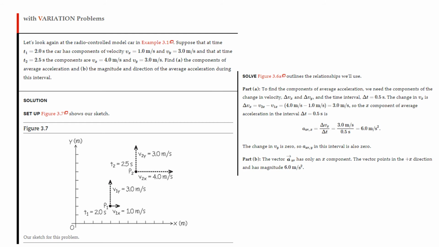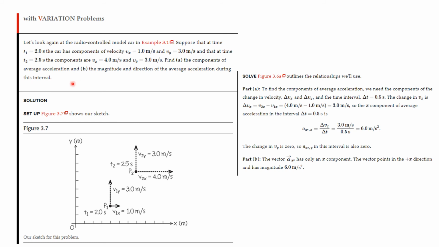So here's a problem. Let's again look at the radio-controlled model car. Suppose at time t equals 2 seconds, the car has these components of velocity: V in the x direction is 1 meter per second, and V in the y direction is 3 meters per second. At time t equals 2.5 seconds, again going from 2 to 2.5 seconds, the velocity in the x direction is 4 meters per second, and the velocity in the y direction is 3 meters per second.